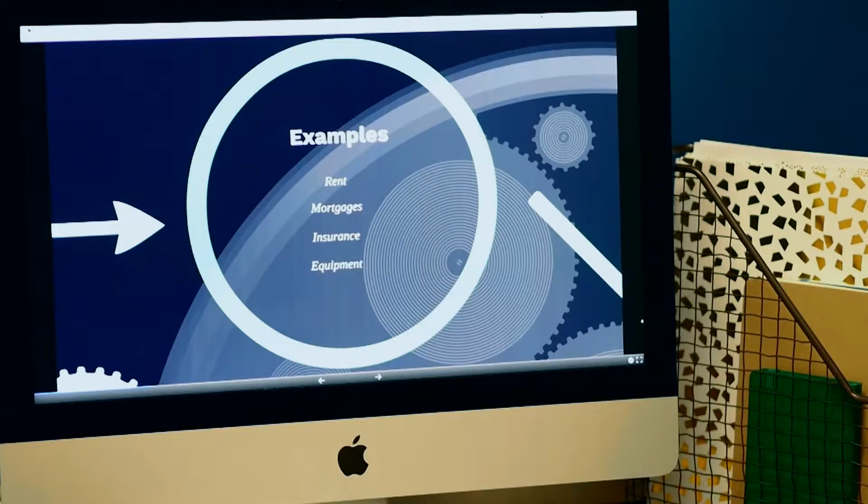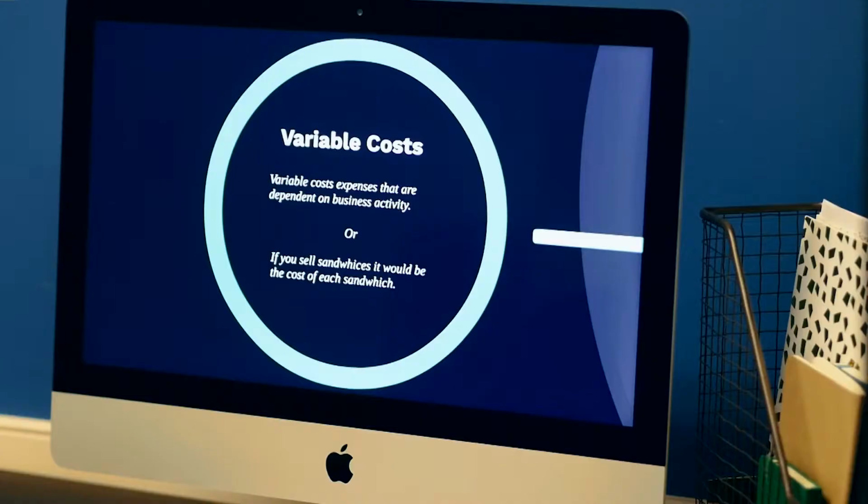Other examples would include a mortgage if you owned your building, insurance that you have to pay in order to operate your business, and then also equipment expenses for a lot of different types of businesses. These would all be examples of fixed expenses, things that you're going to incur no matter how many customers you serve. And the second category of expenses that we're going to cover today are variable costs.